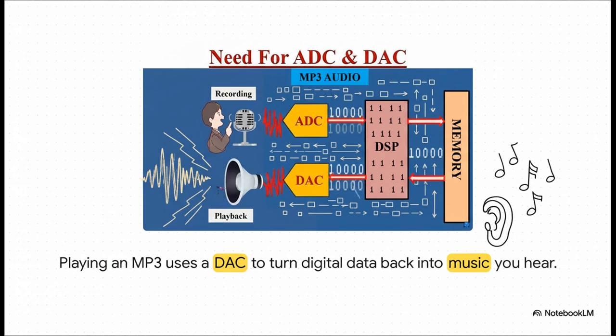And when you listen to music, the exact same thing is happening, just in reverse. A digital file, like an MP3, is nothing more than a long stream of numbers. That data gets fed to a DAC, which rebuilds the analog sound wave and sends it to your headphones so you can actually hear it.